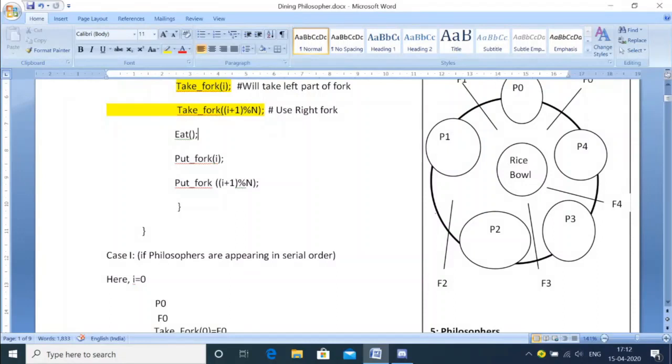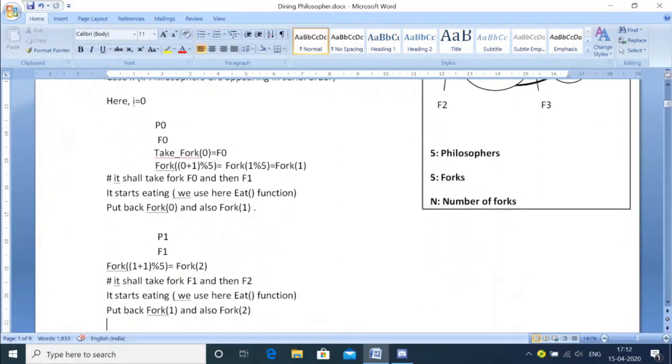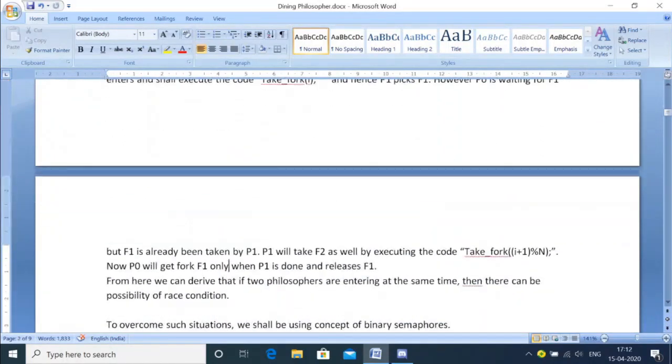So what is i here? 1, because we are looking for this one. So 1 plus 1 is how much? 2. So 2 modulo 5 is how much? What is the remainder of 2 divided by 5? It is 2. So P1 will be getting both fork F1 as well as F2.